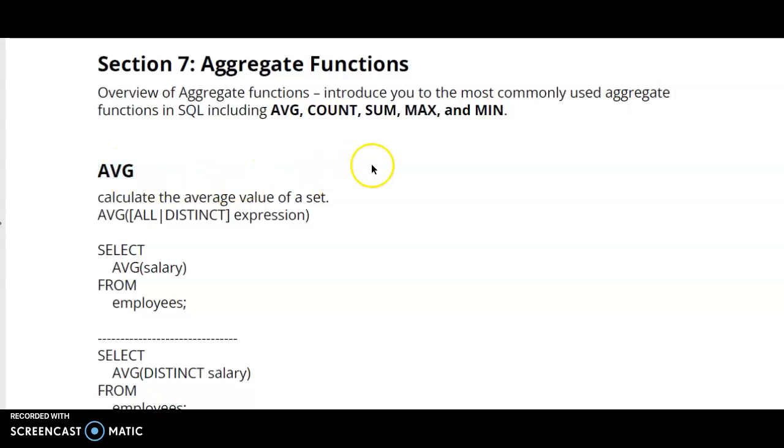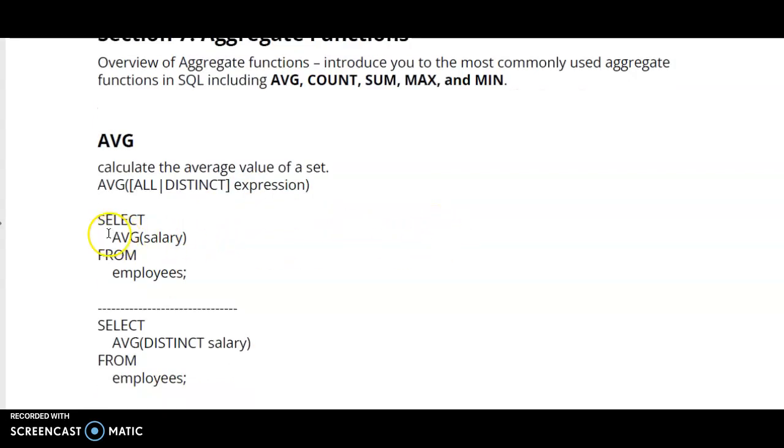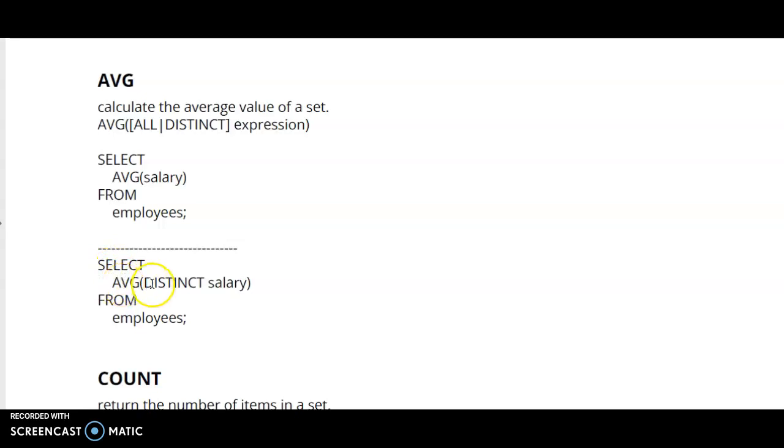These are for the average. Calculate the average value of a set. For the average, the ALL and DISTINCT expressions can be used. These are the samples. SELECT AVG(salary) FROM employees. SELECT AVG(DISTINCT salary) FROM employees. Using DISTINCT, we get the unique records.